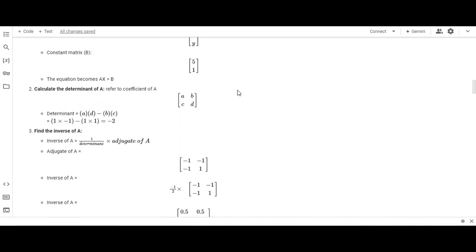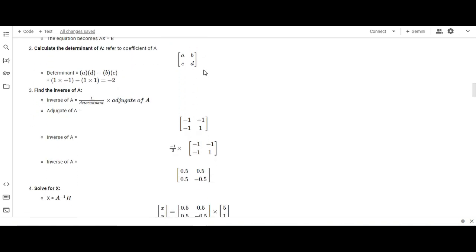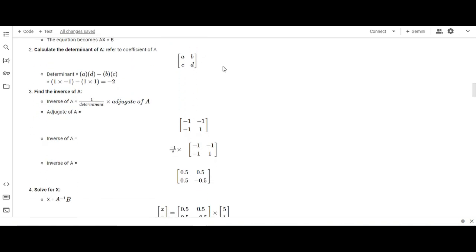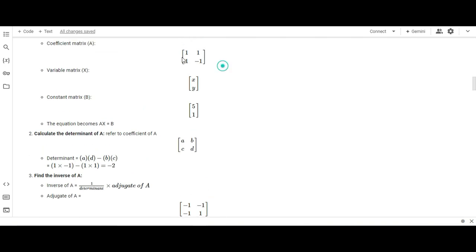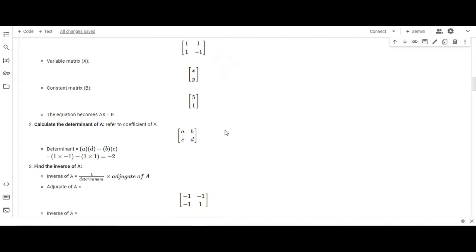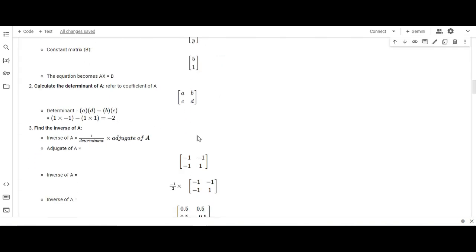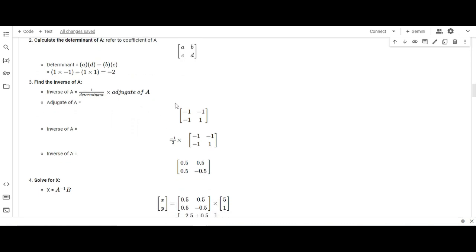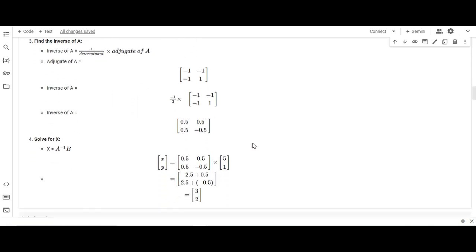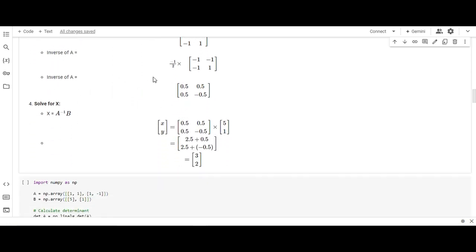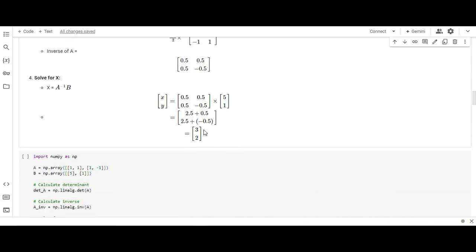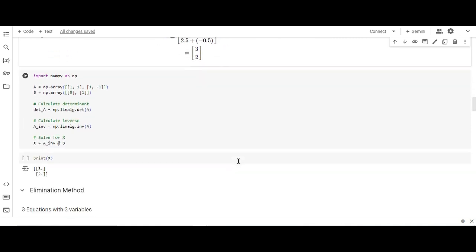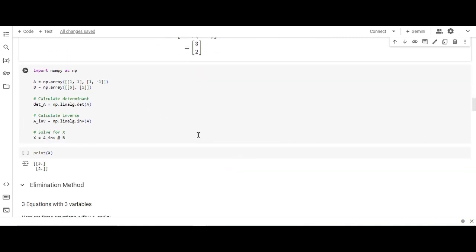How to get the inverse of A? We compare this a, b, c, and d position with the coefficient matrix. Then we find the determinant of A first. After that, we get the adjugate of A. Then we can get the inverse of A and we multiply it by b. Eventually, we get x equal to 3, y equal to 2. So you can solve this using Python NumPy also.